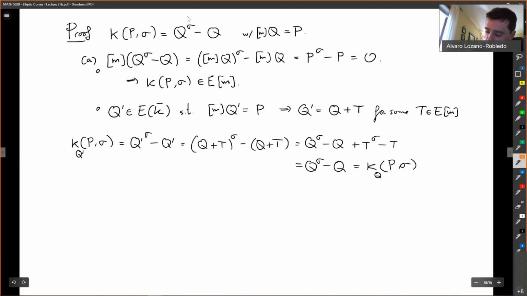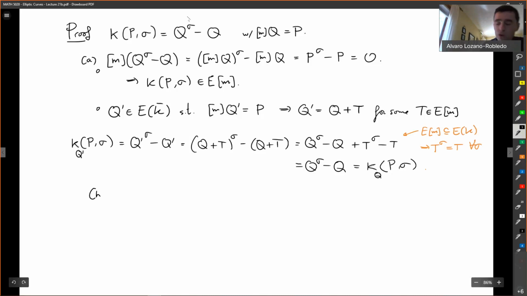So if I define kappa with Q, I get the same result. And here is where I used that the M torsion is contained in the base field, and therefore T sigma equals T for all sigma. All right, so that disappears, and I get kappa with Q. Okay, so it doesn't matter which Q I use, I get the same result. Perfect.